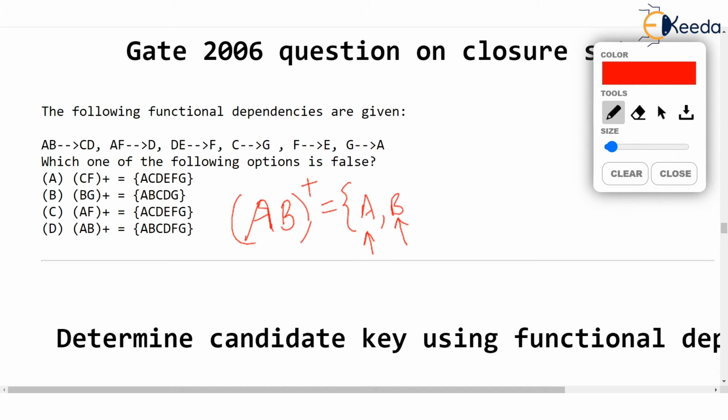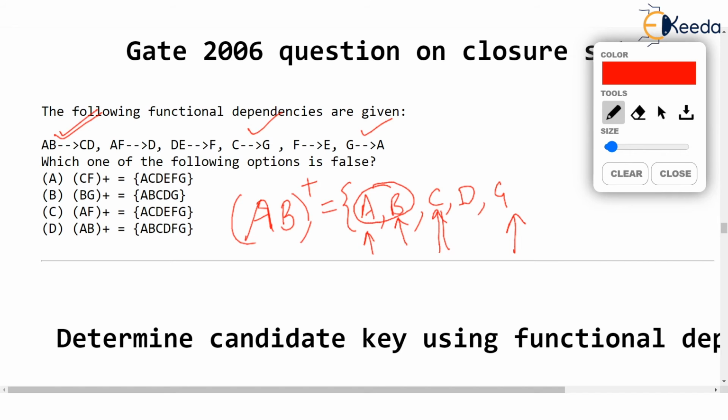But then let's try, can AB together bring in anything? Yes, from the first dependency which I am taking, CD is brought in. And immediately as CD joins, C alone, check this, C alone is going to bring in G. And as G has arrived, G alone is going to bring in A, but A is already there, isn't it? Now you watch out that these are the keys A, B, C, D, G, isn't it? Can anything else come in now?